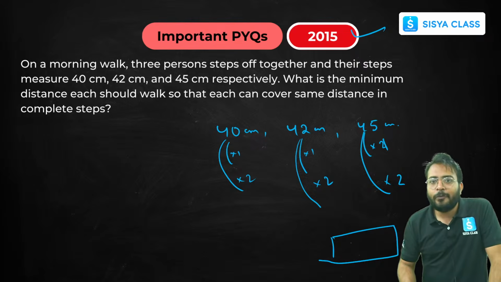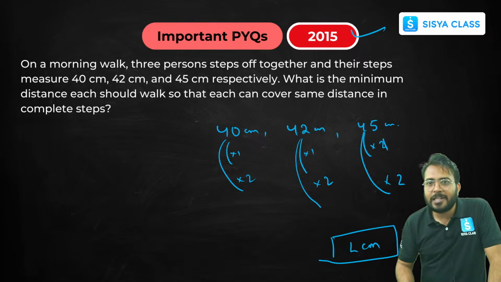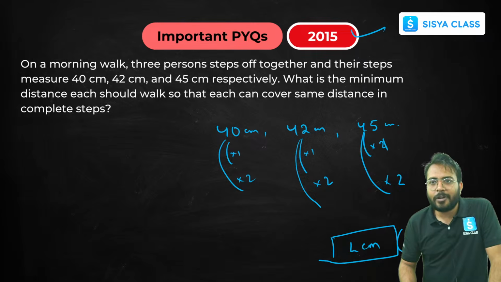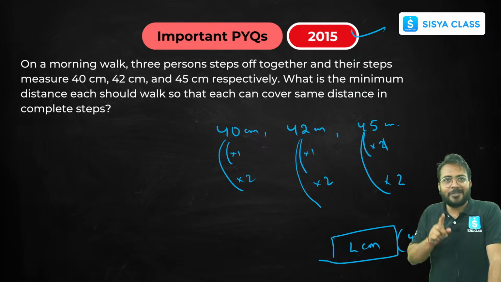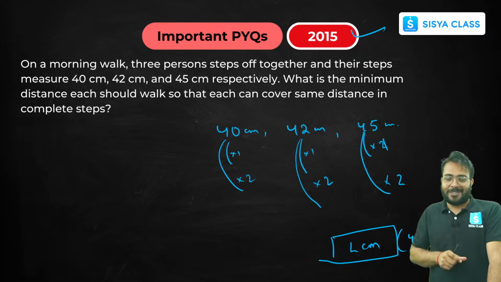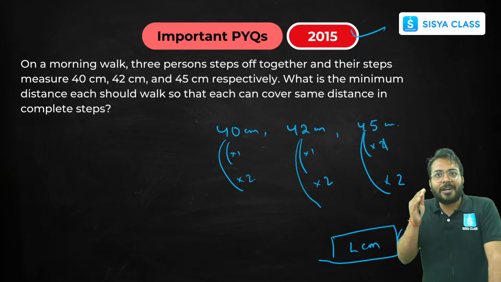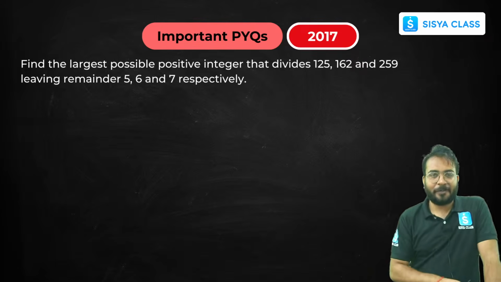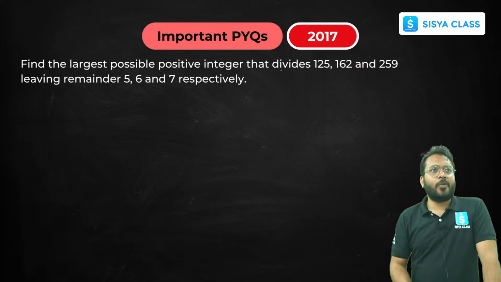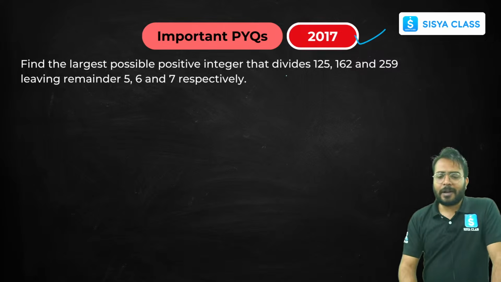here we need to find out the LCM. LCM of what? LCM of 40, 42 and 45. Just find out the LCM of these three numbers, and the LCM of these three numbers is going to be that same distance which they will cover. All right, yeah, in the complete steps. Okay beta, all right. One more question is there, beta, it was asked in 2017.